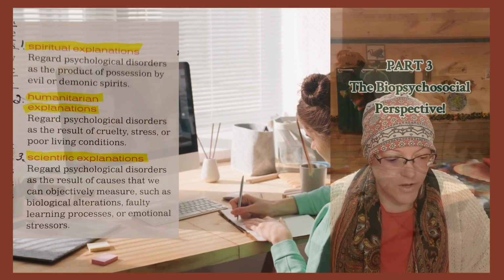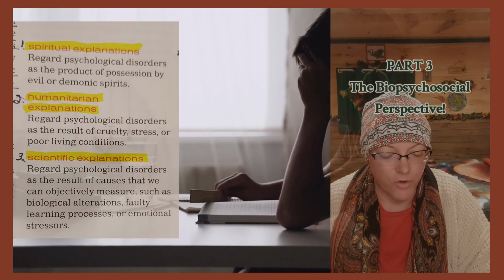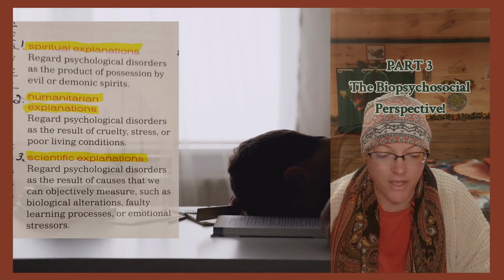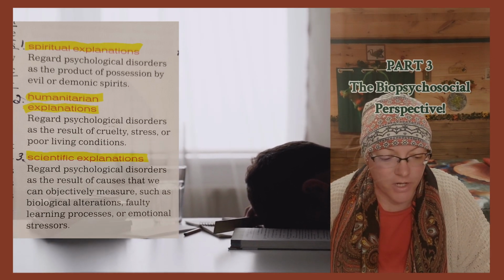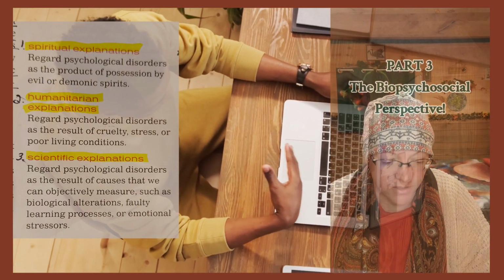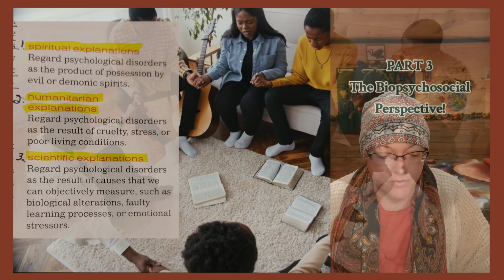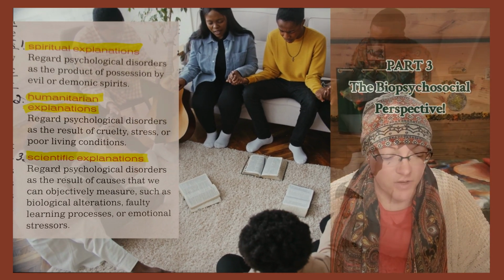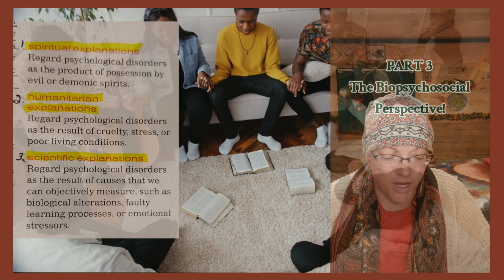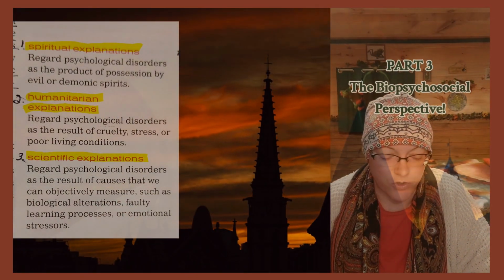Now it continues on here. Three prominent themes in explaining psychological disorders reoccur throughout history: the spiritual, the scientific, and the humanitarian. Spiritual explanations regard abnormal behavior as the product of possessions by evil or demonic spirits. Humanitarian explanations view the psychological disorders as the result of cruelty, stress, or poor living conditions. Scientific explanations look for causes that we can objectively measure, such as biological alterations, faulty learning processes, or emotional stressors.